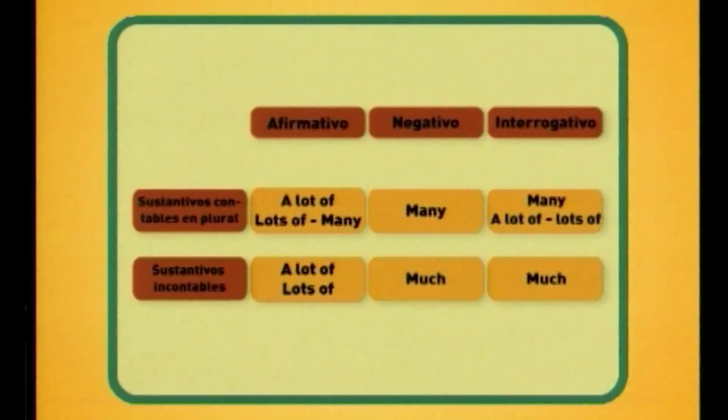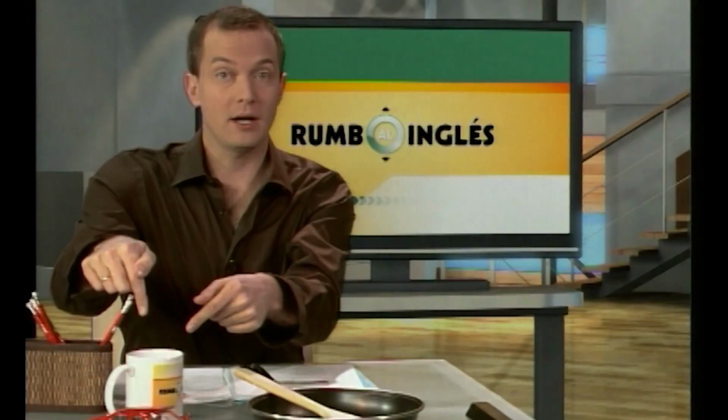Okay? When you're using these words in the affirmative, the best thing to do is use a lot of. Okay? A lot of. If it's a lot of water or a lot of pencils, it doesn't matter if it's countable or uncountable. In the negative, that's when you use much and many. There aren't many pencils here, and there isn't much water in my mug. Okay? And in the interrogative, the best thing to do is use a lot of, okay? Or much when you're talking about uncountable nouns. Is there much water in that mug?